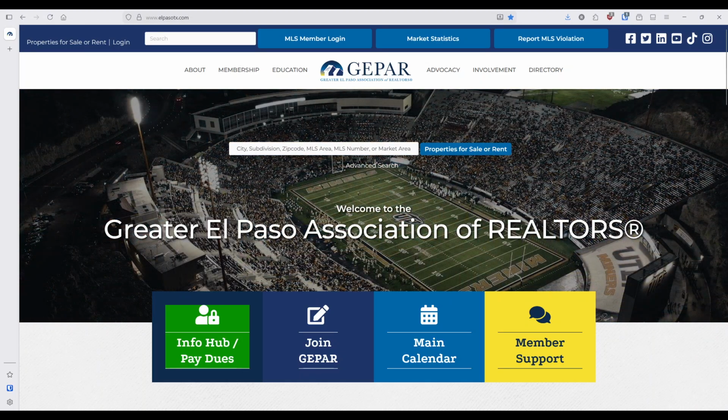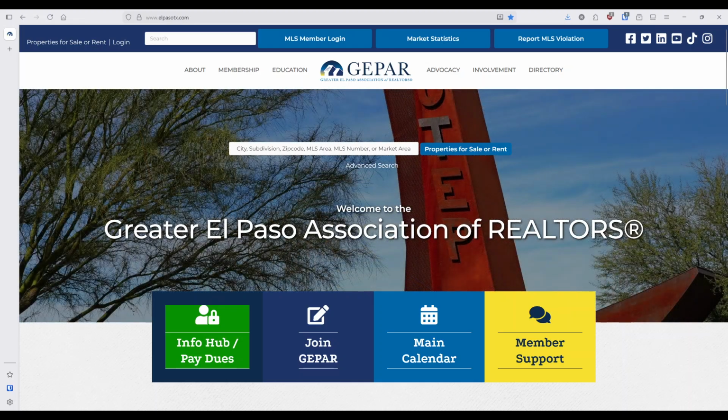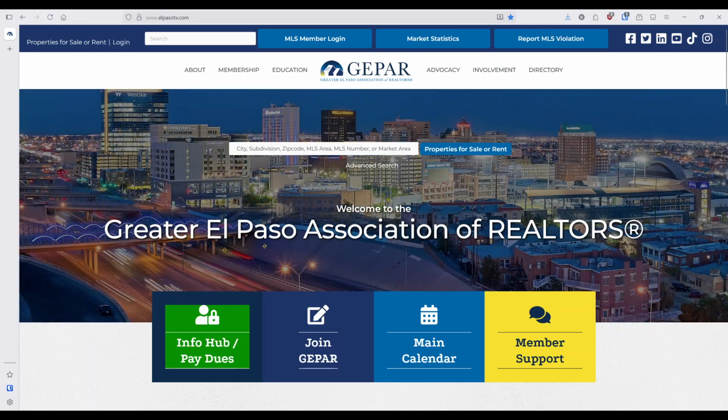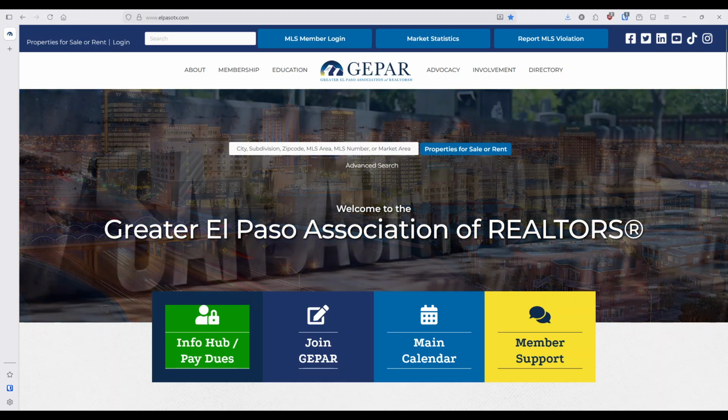Before we get onto the MLS itself, we need to go over some definitions. To find information about the MLS, including status definitions, property type definitions, rules and regs, and more, you go to elpasotx.com. That's the GetBar website.